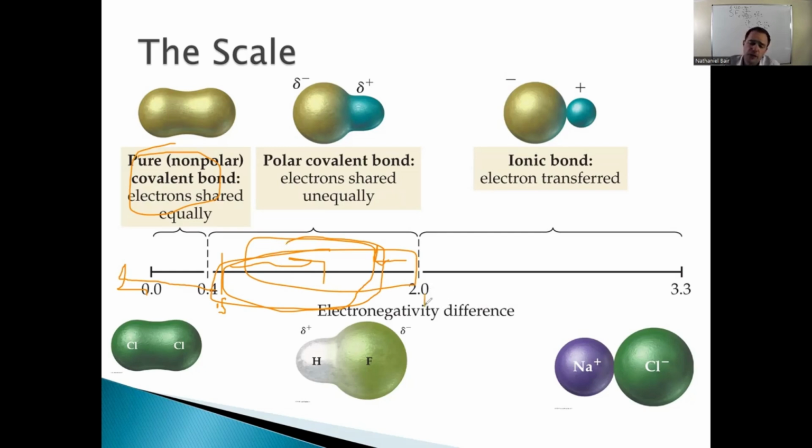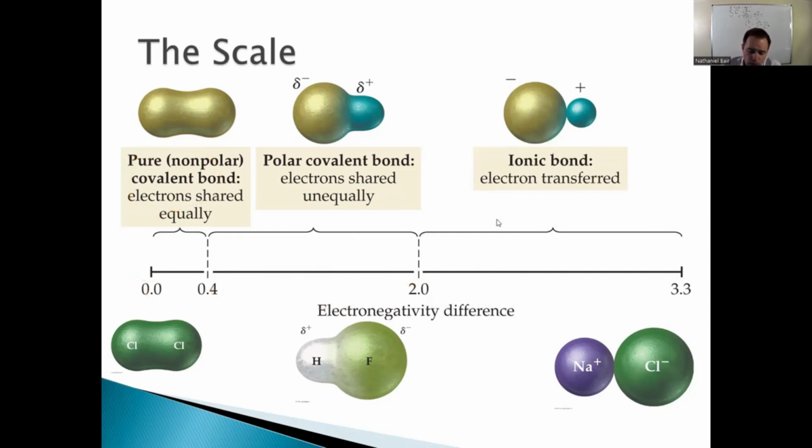And if the difference in electronegativities between the two atoms is greater than 2, it's probably ionic and the electron is being exchanged or transferred. So let's go back and look at some examples of nonpolar and polar covalent bonds.